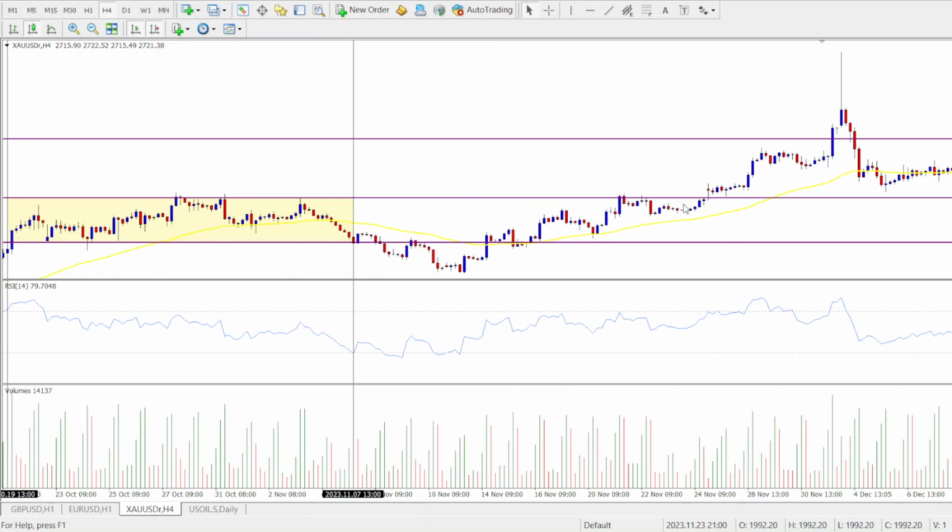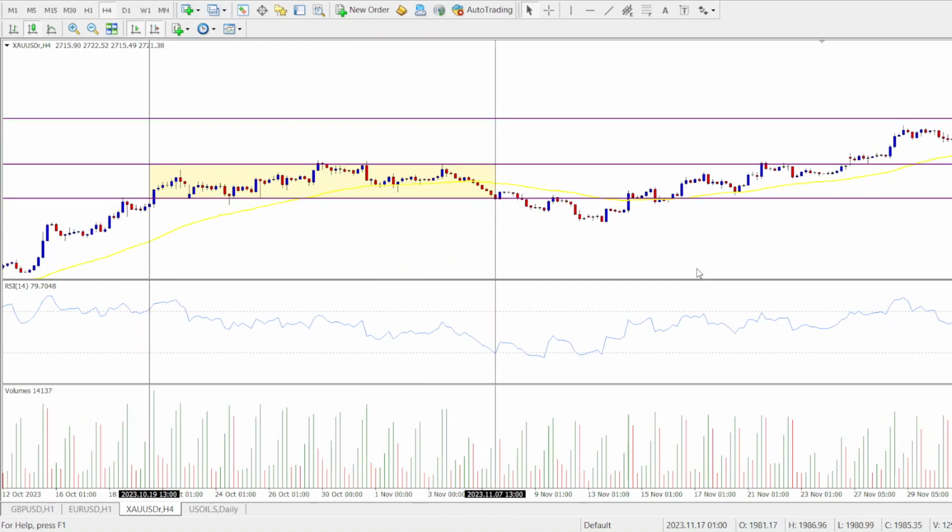Okay, it's important to also have your horizontal levels, horizontal support and resistance levels. They're going to be properly helpful. Okay, when it's time to identify potential exit points, they can be really, really helpful.